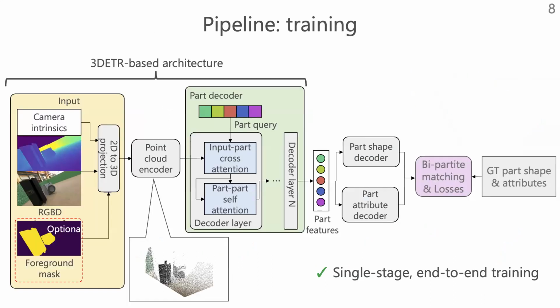Building upon 3DETR as a transformer-based detector backbone, we train our pipeline end-to-end from part level to instance level estimation, including shape reconstruction in a single stage.